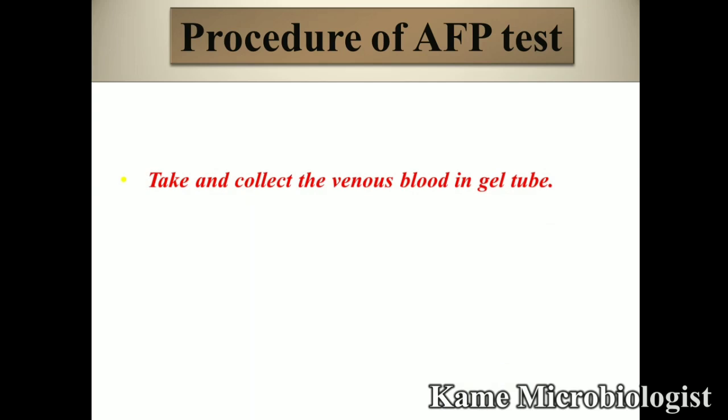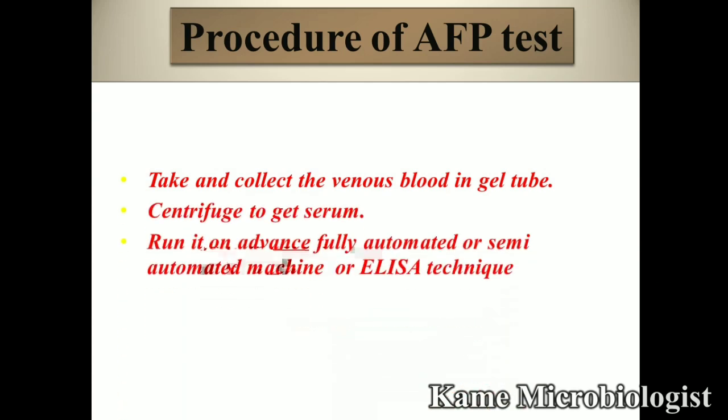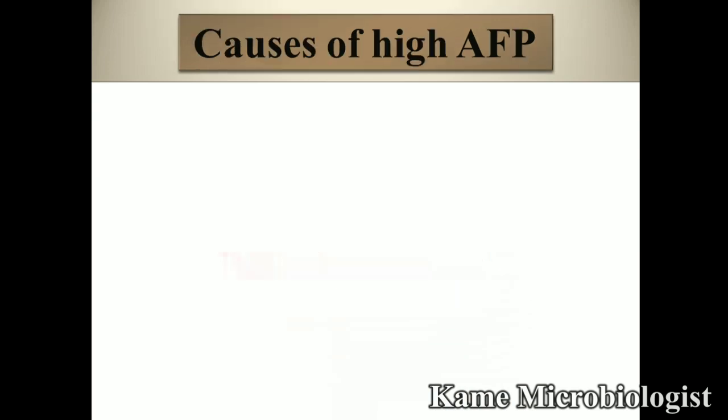For the procedure of CEA, here I wrote AFP, but this is the CEA. The procedure is very simple. You need to take the blood in a gel tube, then you will centrifuge it to get serum, then you will run it on an advanced semi-automated or fully automated machine, and you can also process the test using the ELISA technique.